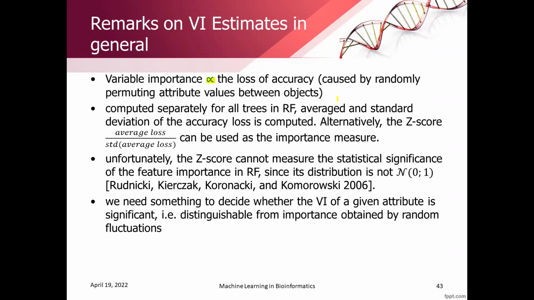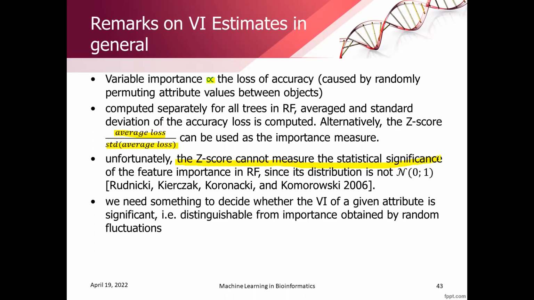For example, for comparing the variable importance, we can compute the so-called z-score. We compute the average loss divided by the standard deviation of the average loss. This is some kind of standardization of the loss, because if the variables have different ranges, then the average loss and its standard deviation can change considerably. So this is some kind of normalization. But it turns out that the z-score still cannot measure the statistical significance of the feature importance.